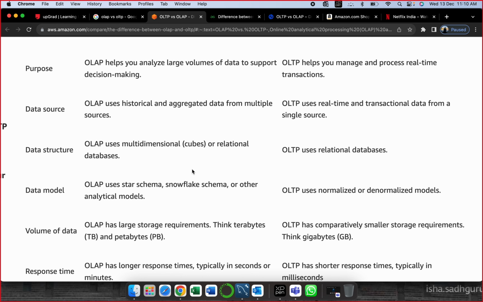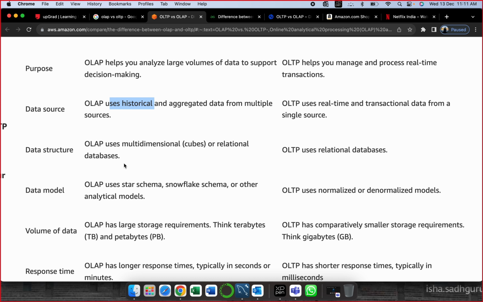Now, OLAP uses multi-dimensional cubes or relational databases. What does this mean? Multi-dimensional cubes are related to the previous point. When you are talking about historical and aggregated data, aggregated is data that is collected over a period of time. So it's the same. Historical data and aggregated data is one and the same thing. I don't know why they have mentioned it as two different words.